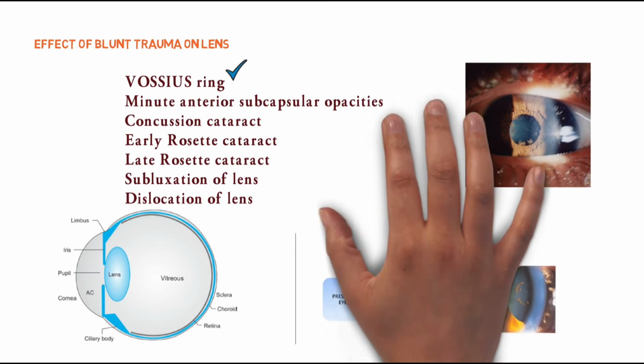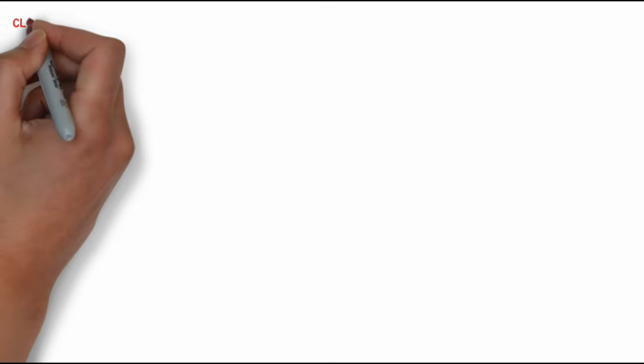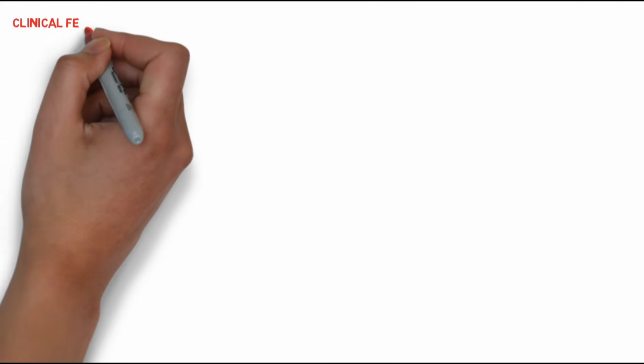So what is the sequence? There is pressure on the eyeball due to the trauma. Due to this pressure, it drives the cornea and iris backward. Due to this, there is an impression of the iris on the lens, and due to the striking on the lens, this causes the osseous ring. Okay, now moving toward its clinical features.